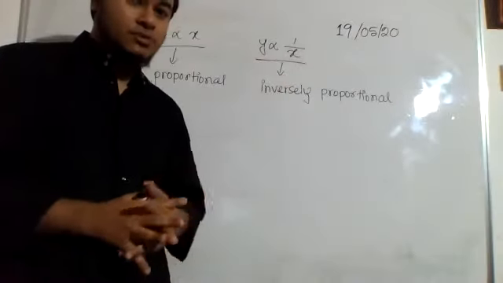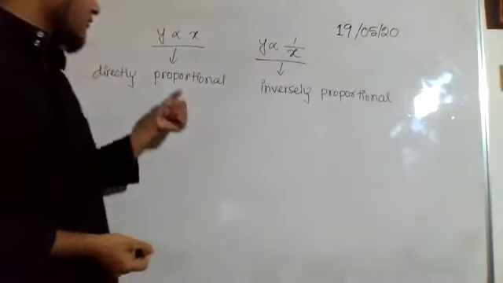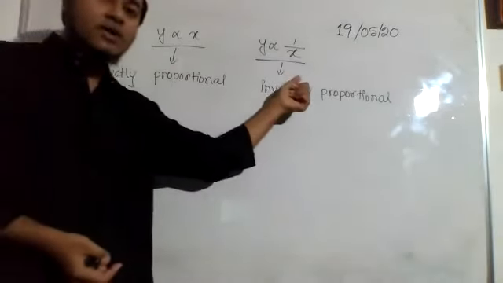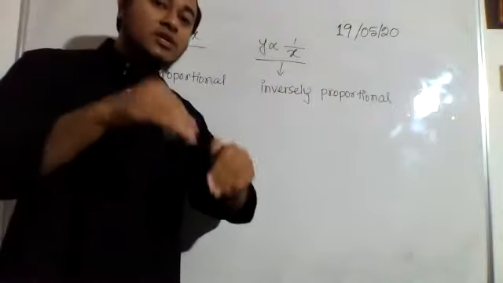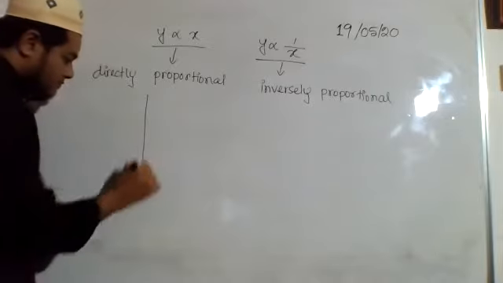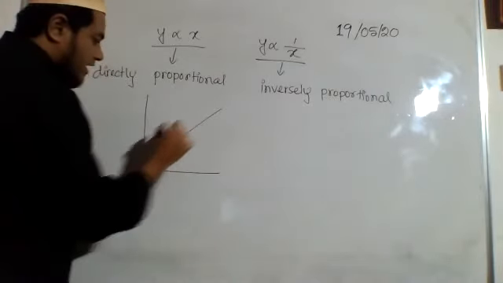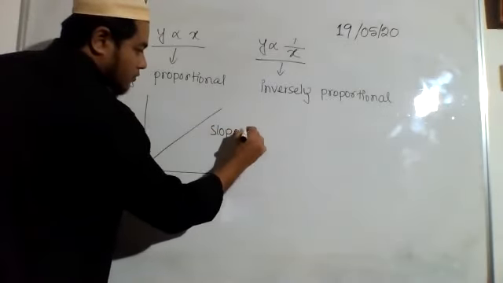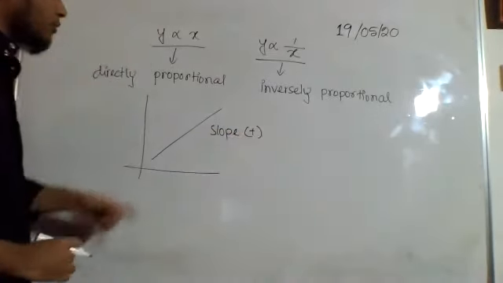This is the relation between them. That means if I increase this amount, here this amount will increase. But here, if I increase one amount, the other amount will decrease. So for this case, the graph is going to be like this. And they are going to have a positive slope. Slope, positive. Why positive slope?